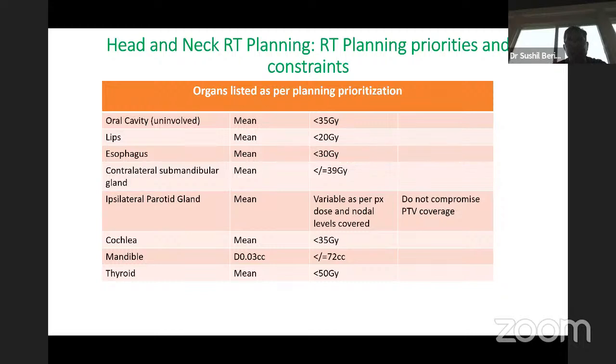Submandibular gland less than 39 gray. Cochlea less than 35 gray, and mandible basically no hotspot in the mandible, so try to limit to 70 gray. And thyroid, there is no absolute dose, but you can limit mean dose to 50 gray or below.